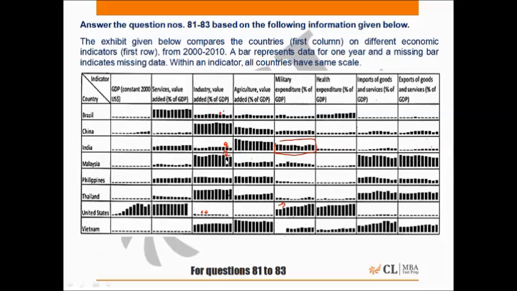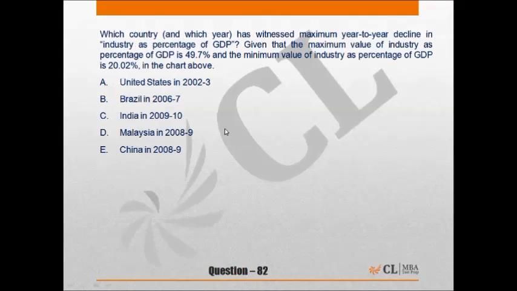Now come to the last option, China in 2008 and 9. China also witnessed decline from 2008 to 9, but it is quite insignificant compared to that witnessed by Malaysia. So from the bars, it becomes obvious Malaysia is the country that witnessed the maximum decline in industry on a year to year basis. So Malaysia is the answer of this question, and this event was witnessed from 2008 to 9. Therefore, option D is the correct answer.